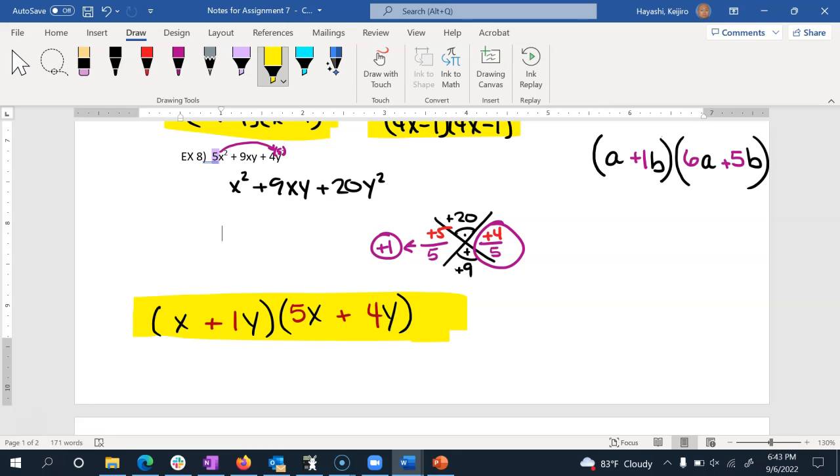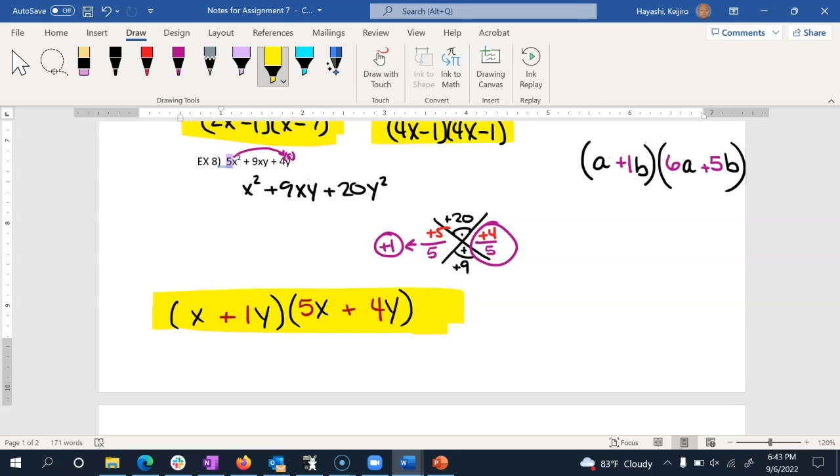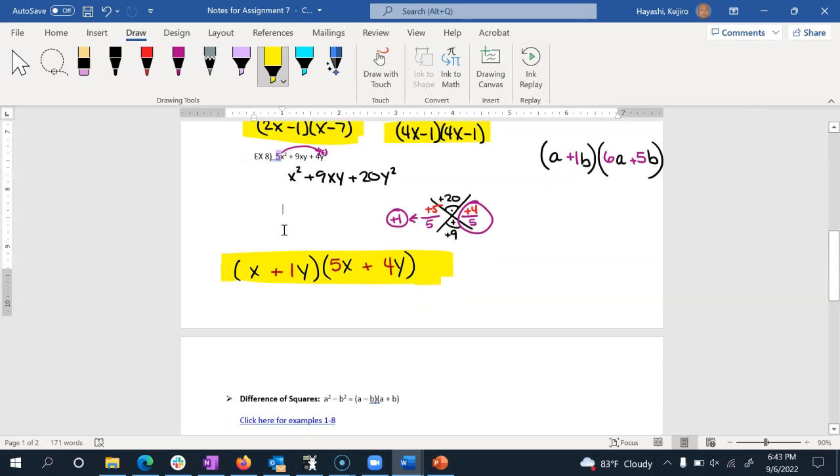Is it alright if I go on to the second page? Well, actually, I can probably just do this. Okay.